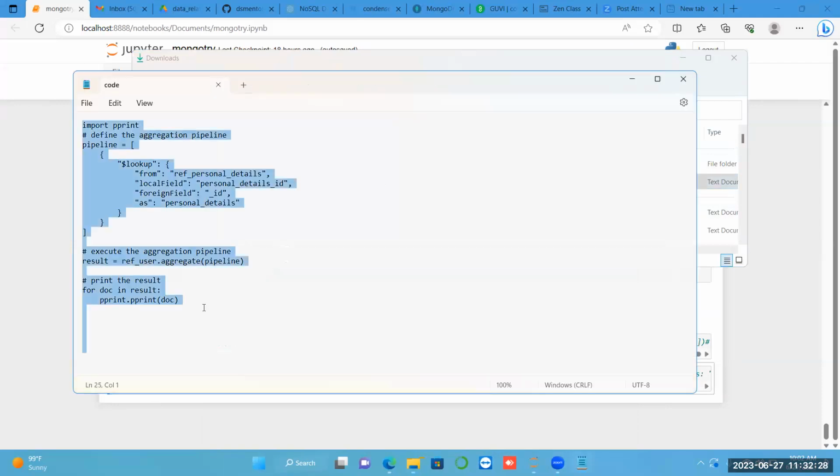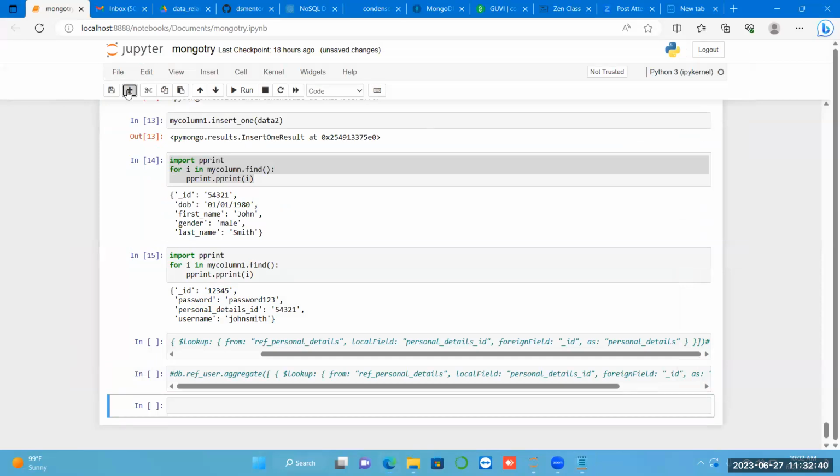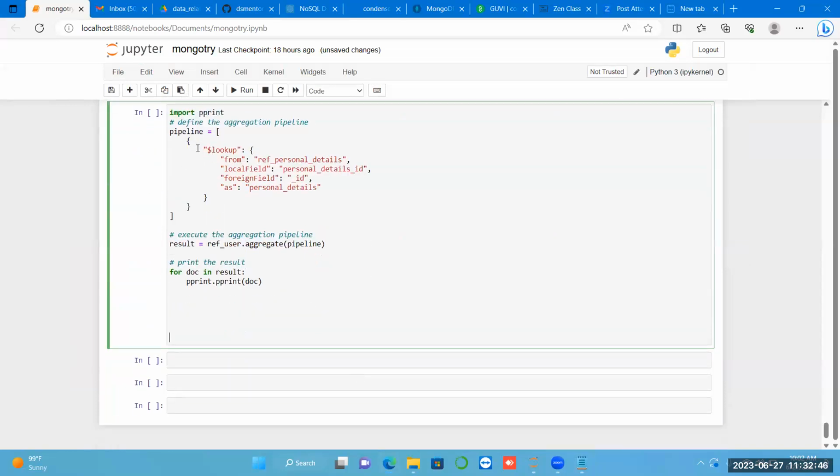Now this is the code to do one-to-one reference. Copy this to your Jupyter notebook cell. Okay, and try to understand what this code is doing. Yes, sir. We are creating a pipeline which contains the lookup operator. We saw yesterday, right? We understood about the lookup operator, where it will say from, local field, foreign field. Now recollect our yesterday session and tell me which table name I should keep in the from, and which table name you need to keep in the local field and foreign field.